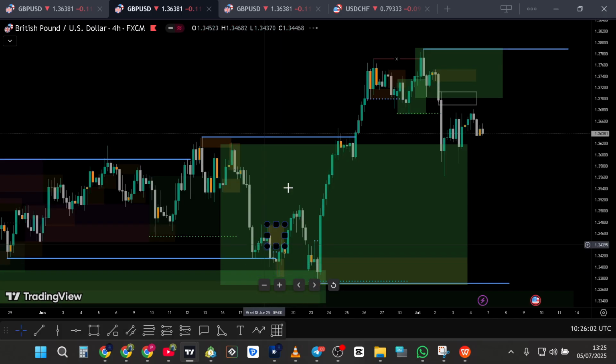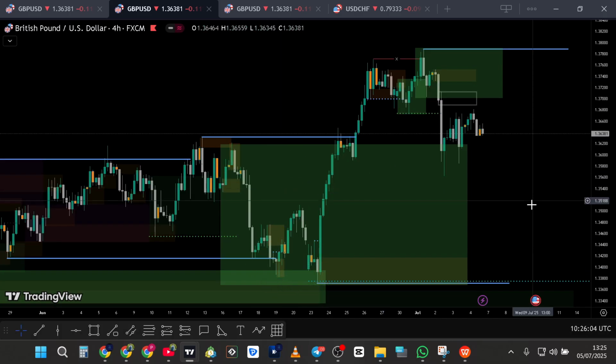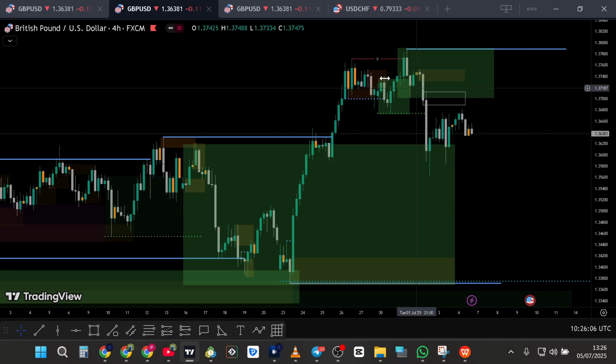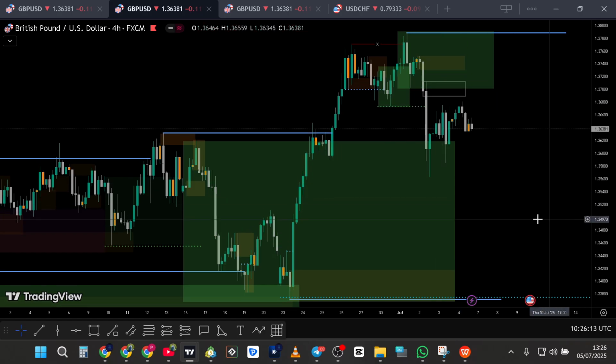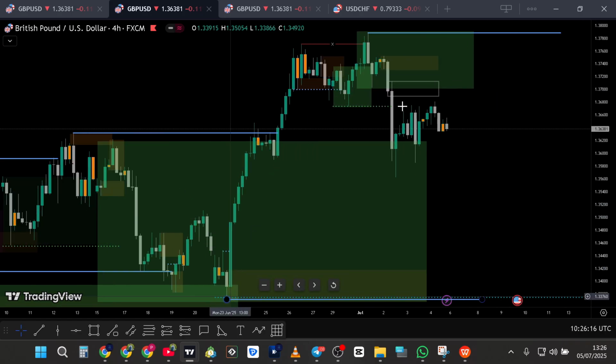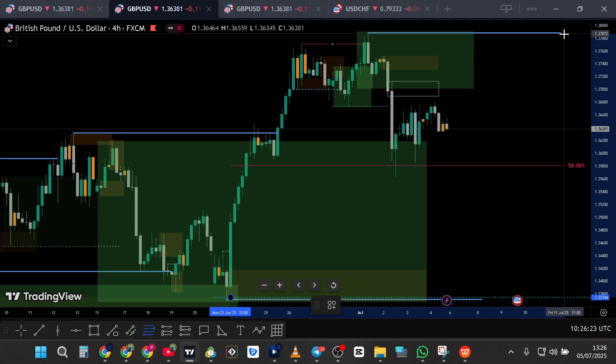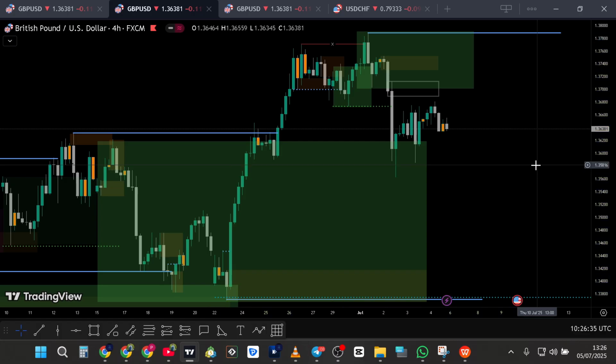4 hour, same thing as Euro USD. Also, it's pulling back after all those changes of character and all that drama that happened here. One thing I'm keeping in mind, apart from the structure between this low and this high, we can see that price touched the 50%, yes, it did touch, but it does not come lower. So I'll be expecting price to at least come lower to the discount area before maybe looking for possibilities to continue to the upside.